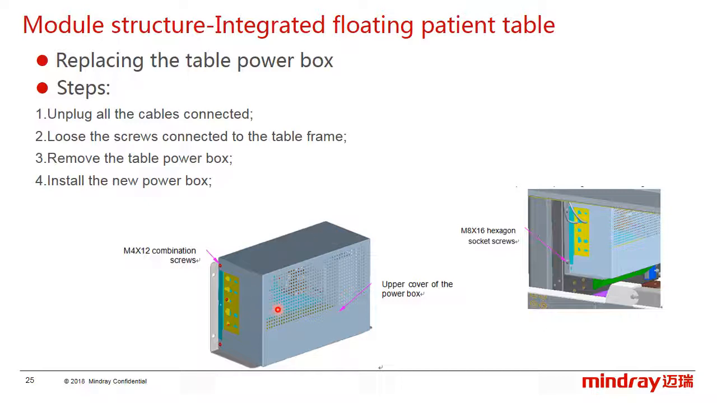So, how do you replace the table power box? First, unplug all the cables on the box. Second, loosen the screws and remove it. Further, remove the power box, install the new power box, and connect the cables.